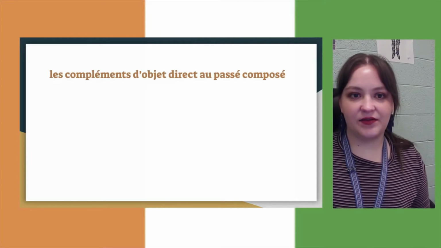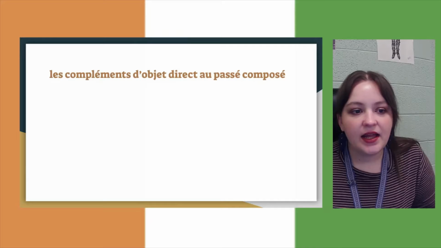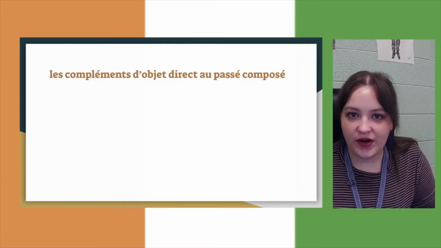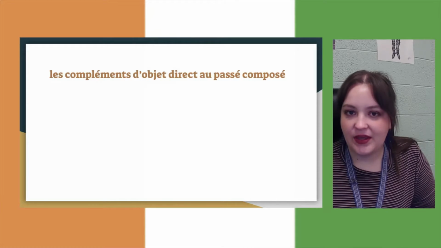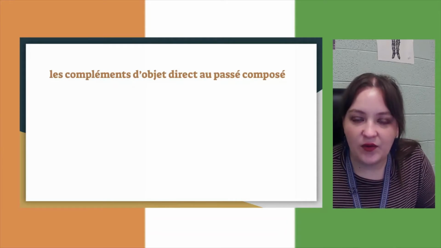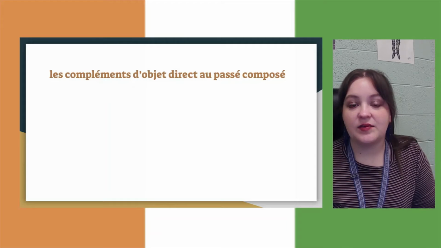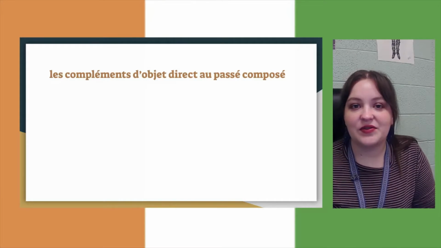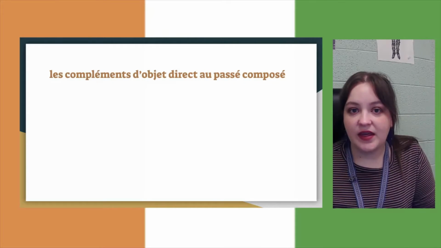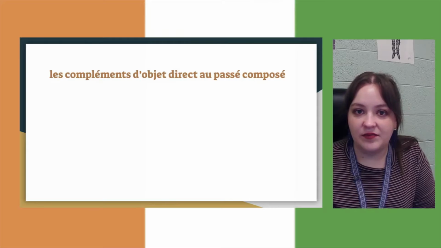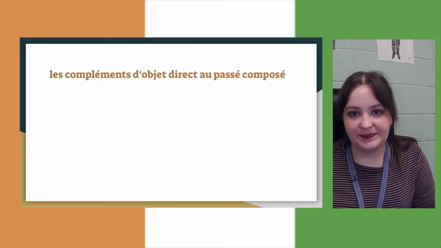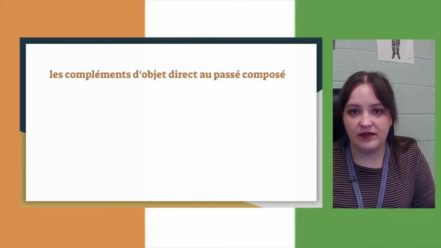This is our last video for lesson 15, and it is all about how to use direct object pronouns in the passé composé. To do that, we are going to have to briefly talk about how we form the passé composé. The passé composé is a past tense composed of two parts, a helping verb and a past participle. The helping verb is either the conjugated present tense of avoir or être for some verbs. Right now, we're just focused on avoir.